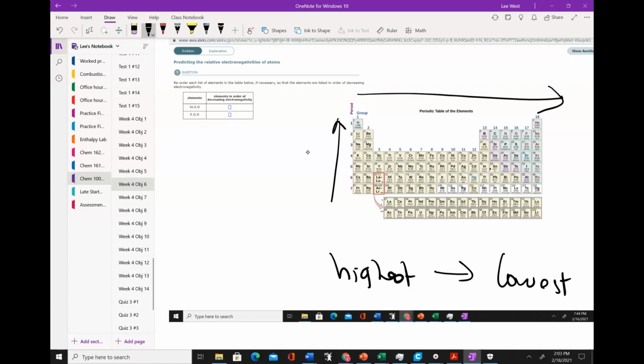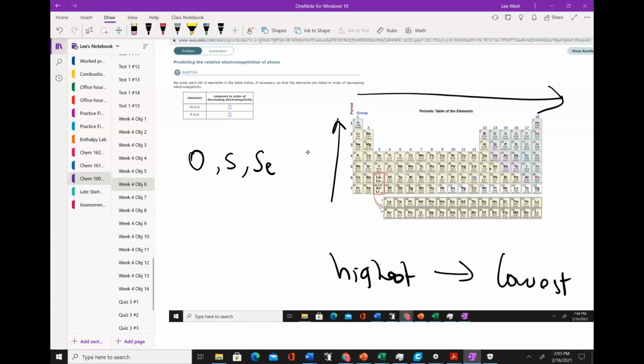Okay, so let's see what we've got. So we've got selenium, sulfur, and oxygen. So what we see here is that we're going up a group, right? And what we know is that electronegativity increases as we go up a group. So we are going to write these in order of decreasing electronegativity. It's going to be oxygen, followed by sulfur, followed by selenium.